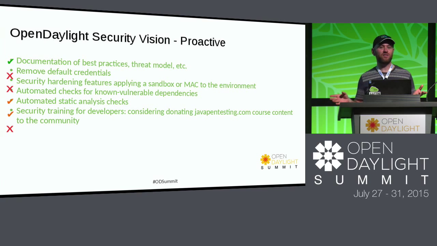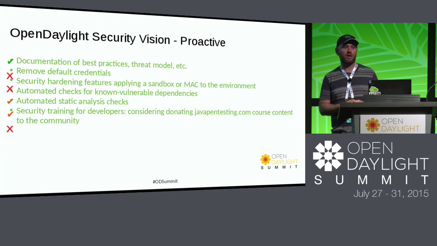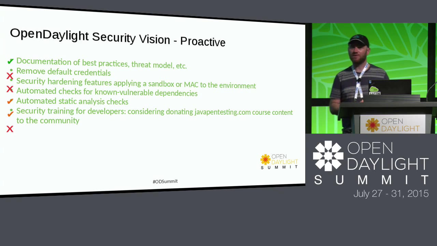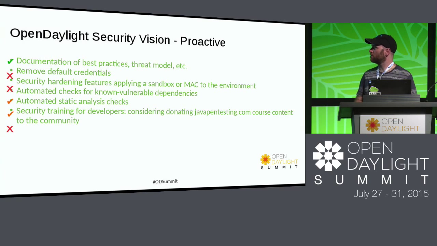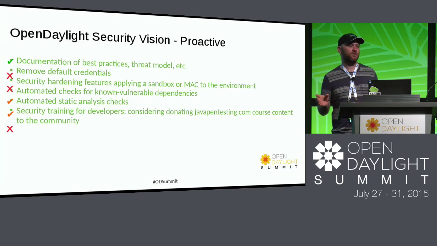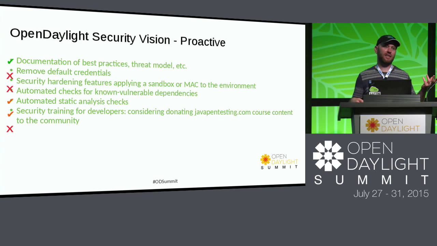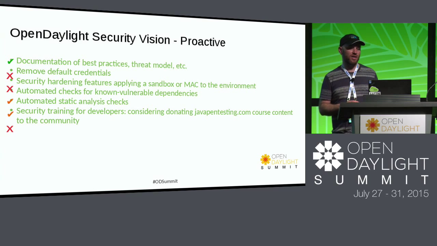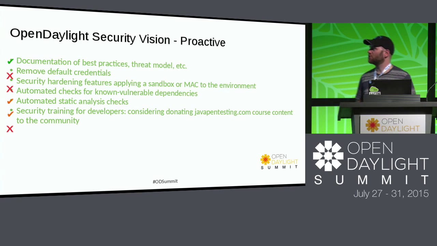Security hardening features, such as the ones that I described earlier, like security mode ONOS, we don't have yet. That's probably not the top priority, but it could be cool. Automated checks for known vulnerable dependencies. Well, like I said, that's nearly there. We're just waiting for it to be merged. Same for automated static analysis checks. And then finally, security training for developers. We don't have this at all.